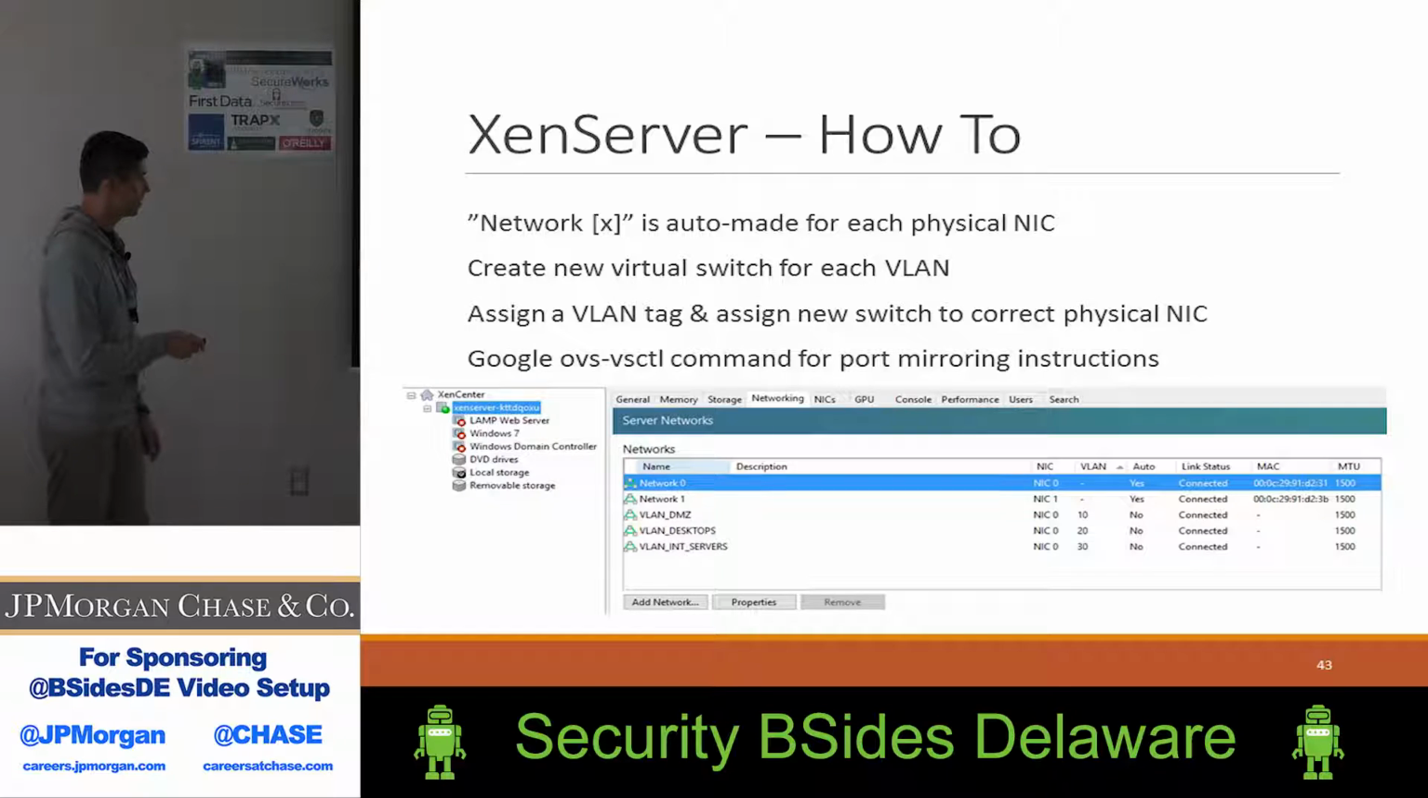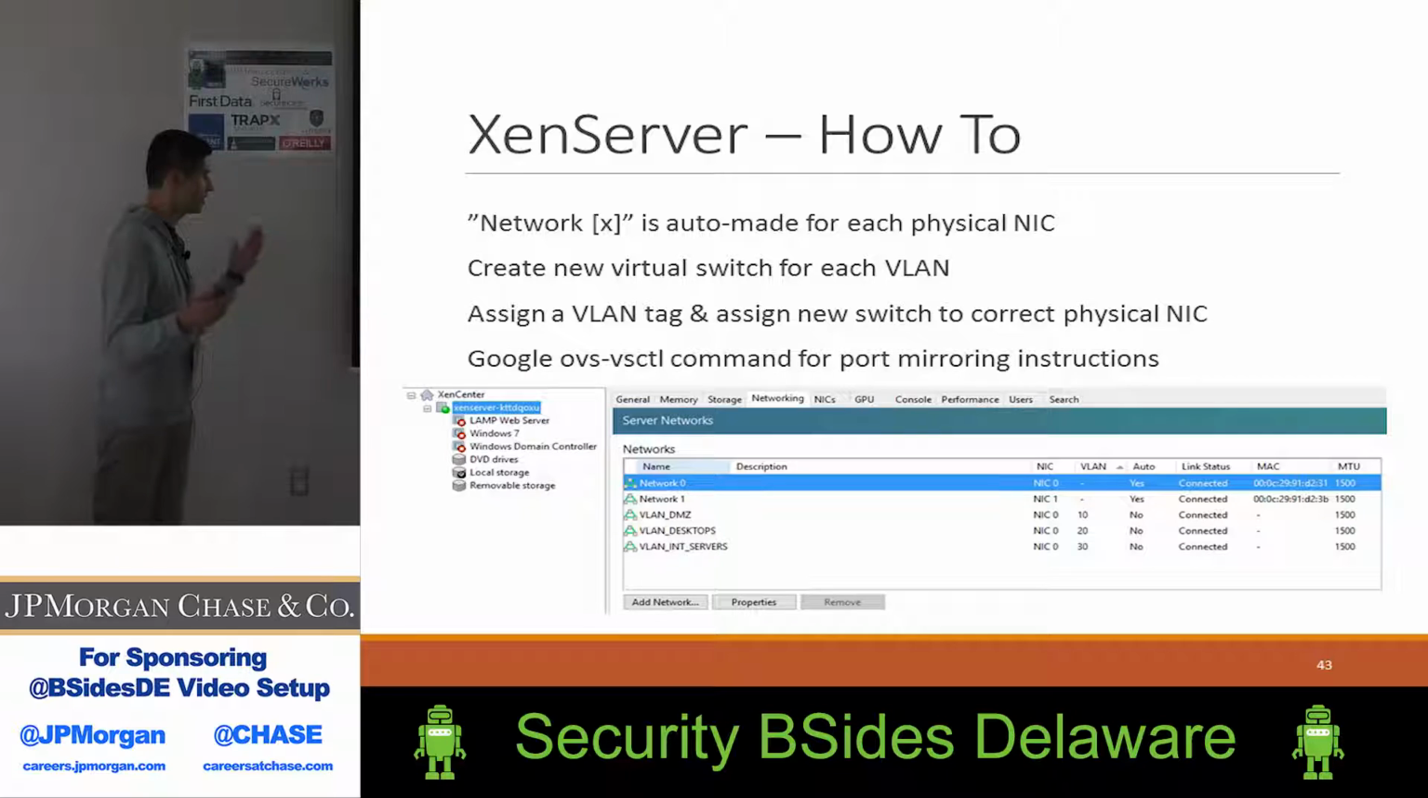And here's what that looks like. I have my Windows 7 VM, networking tab, and I just make sure it goes on my VLAN for the DMZ or whatever it is that I want to connect it to.